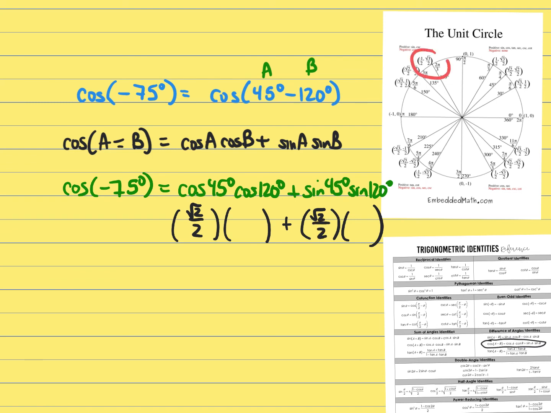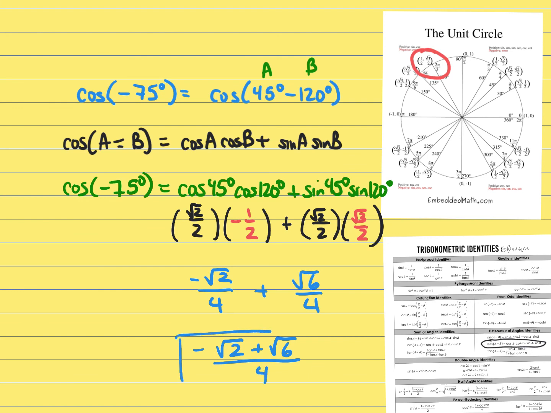Now for 120, here are our values. So the x-coordinate is negative 1/2, meaning the cosine is negative 1/2. And the sine is the y-coordinate, which is positive radical 3 over 2. So if we multiply, we'll get negative square root of 2 over 4 plus the square root of 6 over 4. So basically the same thing I got before, except one of them is negative. And you will find most of these problems will have the same values, just with different signs.